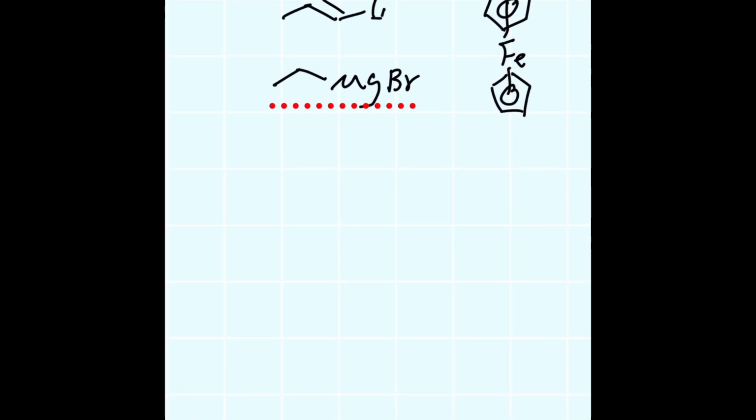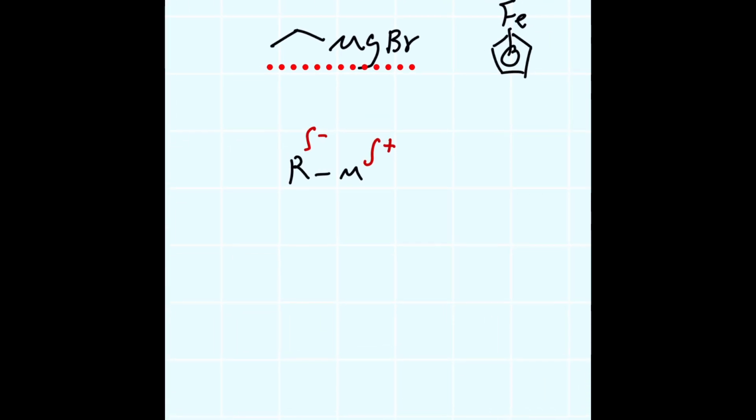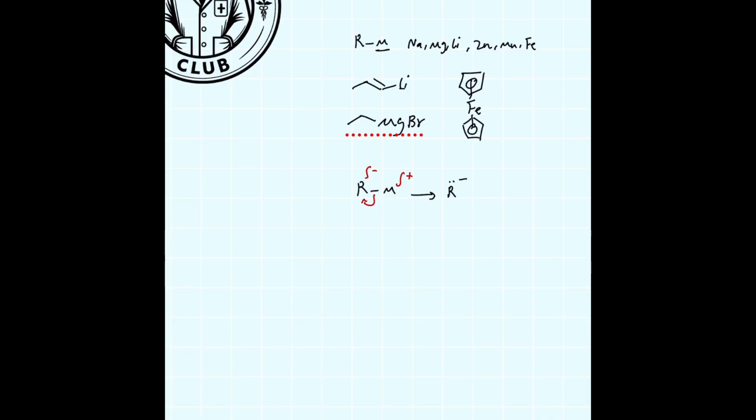What I mean can be understood first by looking at the nature of this bond. We know that our metals are highly electropositive, which would make this carbon electronegative. And this bond can easily break off and the electrons can be donated back to the carbon. This will leave us with an R minus. And if you remember, any species that has a negative charge could act as a nucleophile and attack an electropositive center.